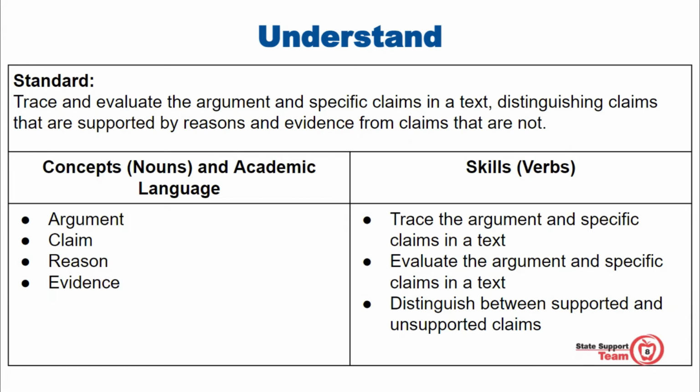Then we begin to pull out the skills by finding the verbs: trace, evaluate, and distinguish. If we follow each of these verbs one at a time, we can see that the students are expected to be able to trace the argument and specific claims in a text, evaluate the argument and specific claims in a text, and distinguish between supported and unsupported claims. When considering fully teaching this standard, you and your team would think of these skills as the how of the standard. This is how students will demonstrate mastery of this standard.